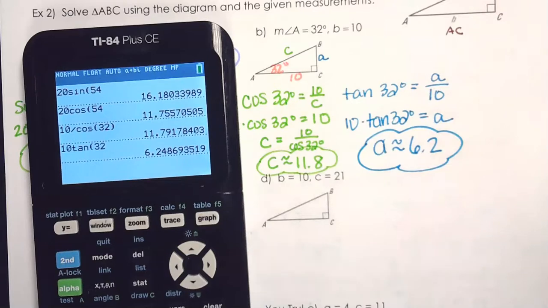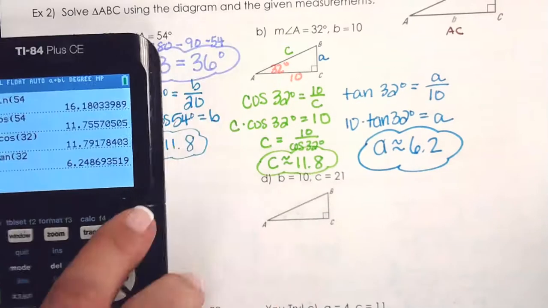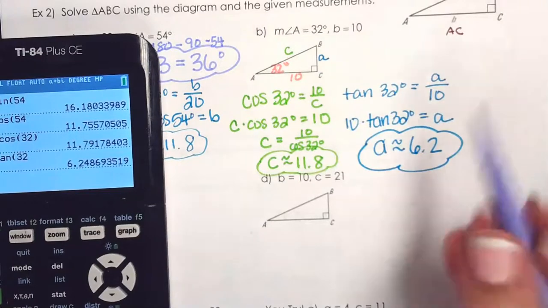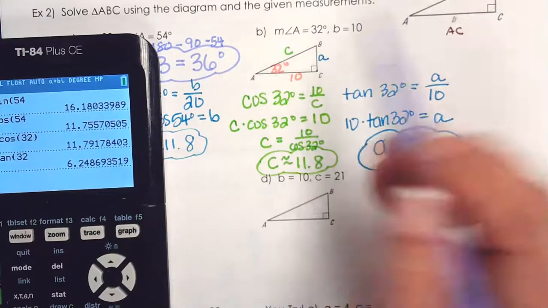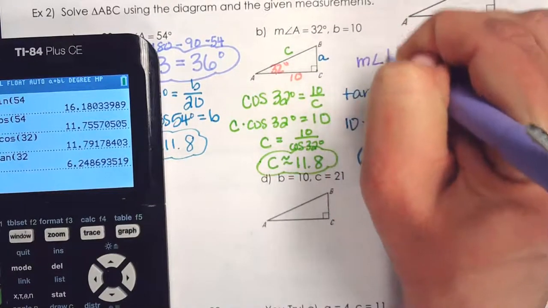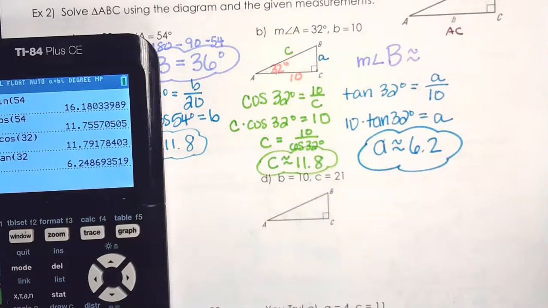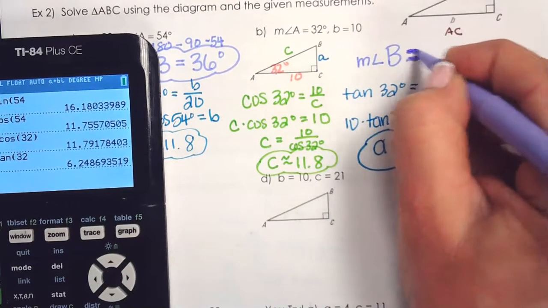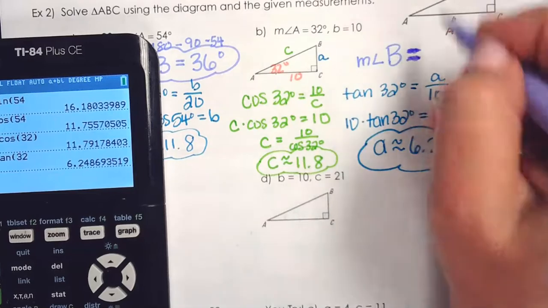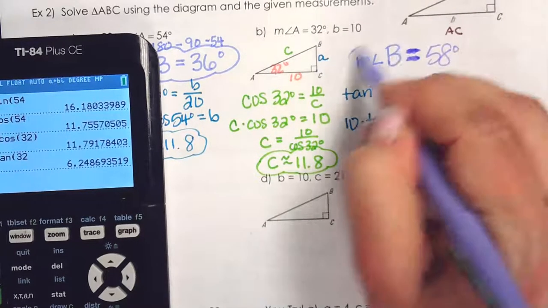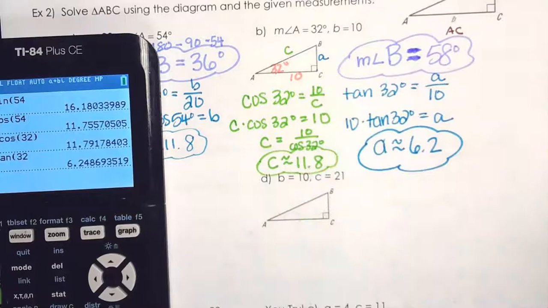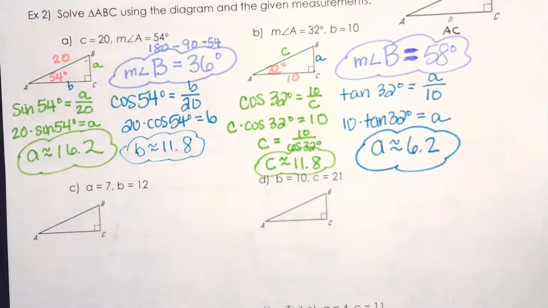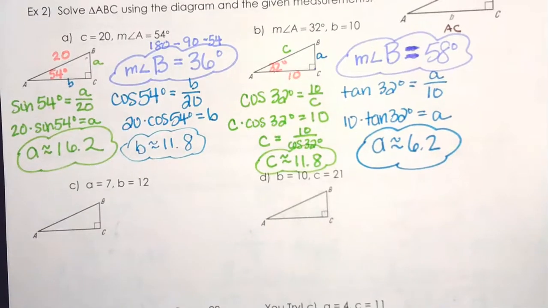What's the one thing we have left to find? Angle B. And again, we can take 180 minus 90 minus 32. I don't need to see work for that, okay? You can show it if you want. And what happened when we subtracted all those? Oops, it should be equals, not approximately, my bad. Yep, 58 degrees, I think I heard, good. Okay. Because these are right triangles, you could also just take 90 minus 32, that's fine as well, okay? All right.